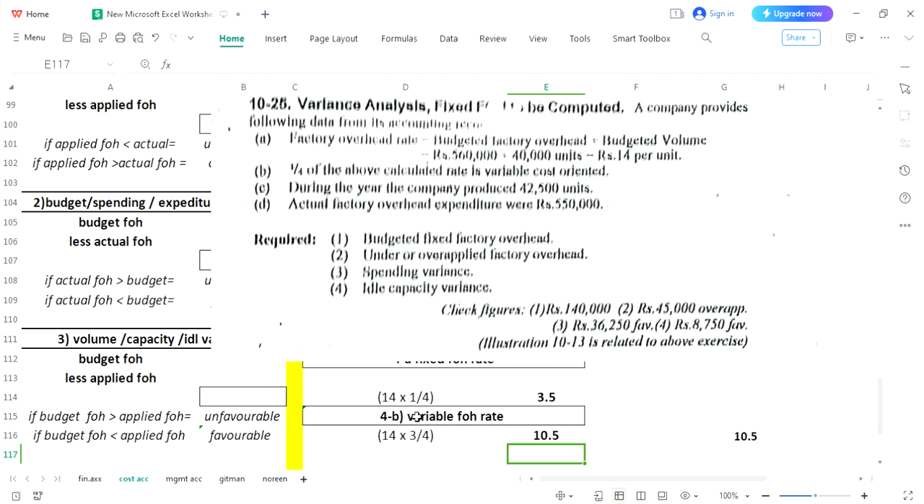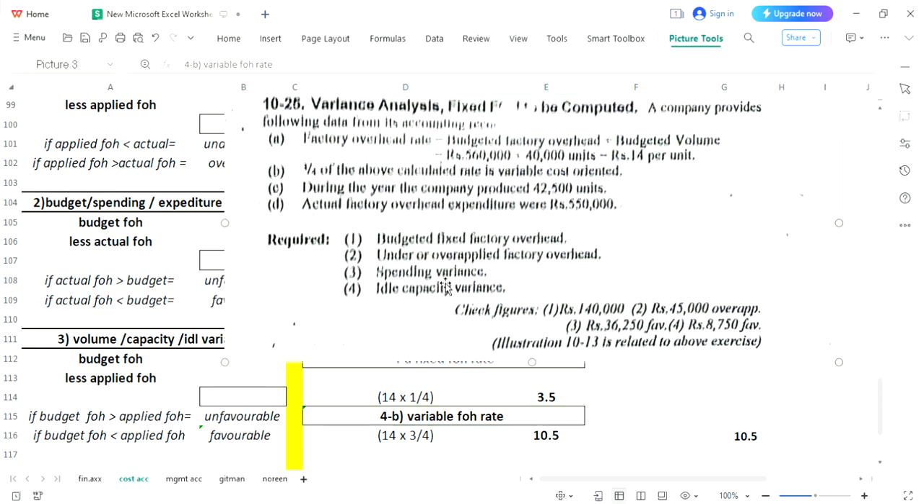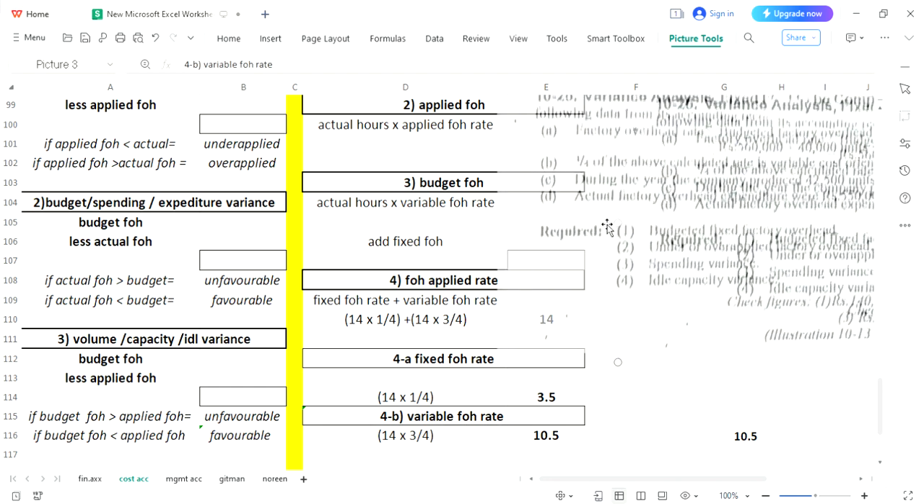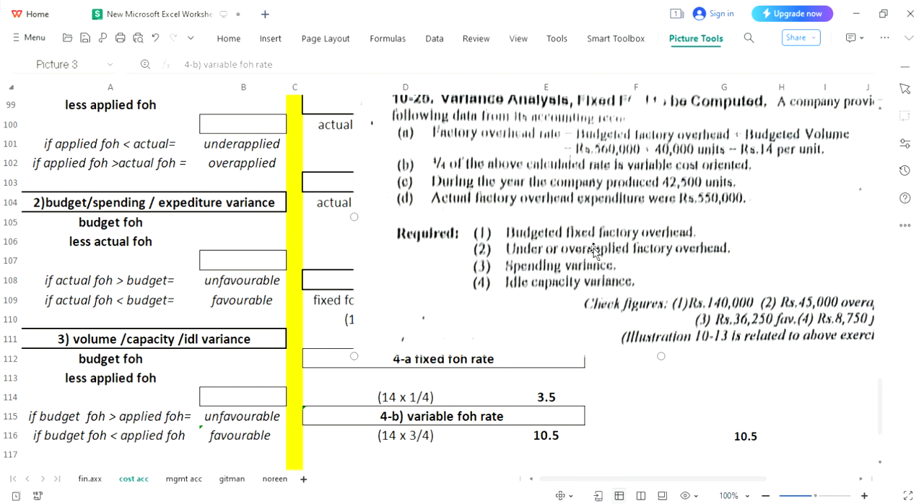What I was saying, you were supposed to calculate your variable FH rate by dividing variable FH by estimated hours. This was the original formula. But kindly understand, 3 by 4 was variable cost, so we have indirectly calculated it. So the rates portion is completed over here. The FH applied rate is 14, which was also given in the book. The fixed FH rate is calculated as 3.5. The variable FH rate is calculated as 10.5. So now we can see our first requirement, budgeted fixed FH.